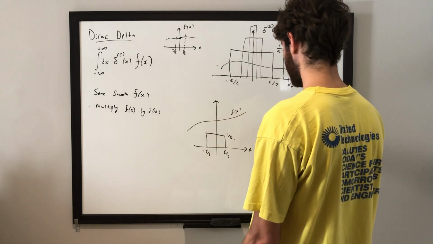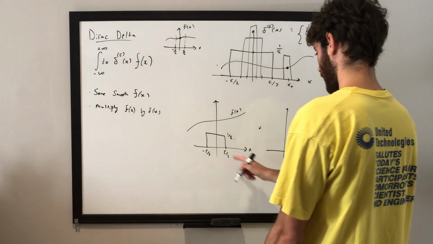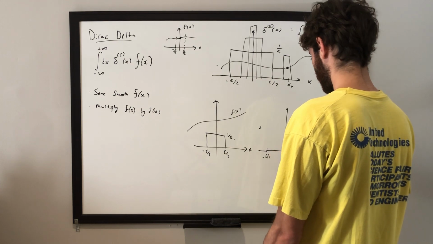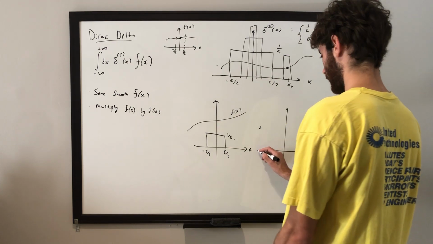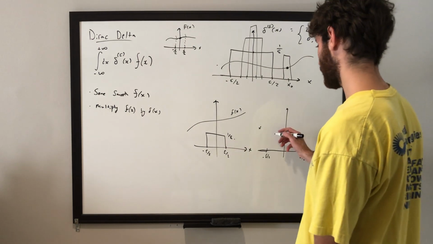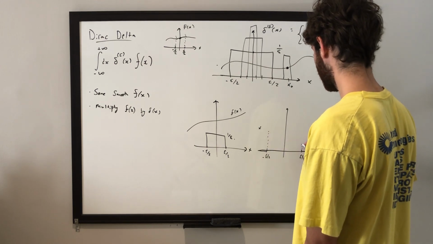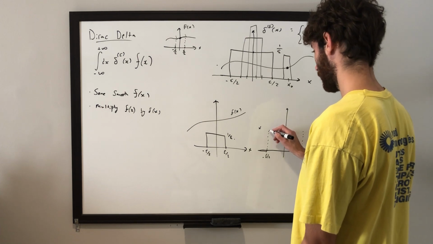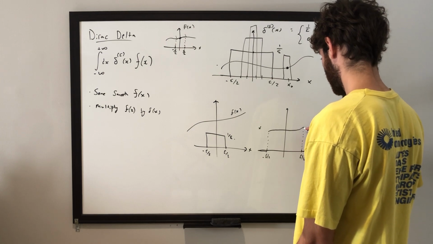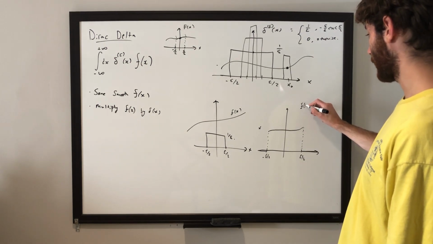If I multiply the two functions together, then anywhere where this delta function is 0, f of x will be 0. So we have 0 over here and 0 over here. And then inside, it's just the value of the function times 1 over epsilon. So it's going to have the same form, same shape. It's just scaled. So something like that. Right? So this would be f of x times delta of x.